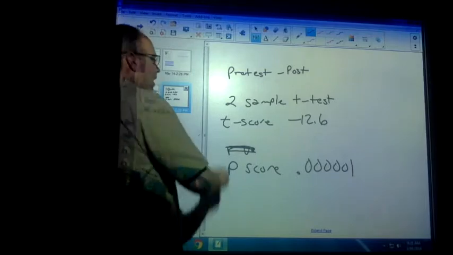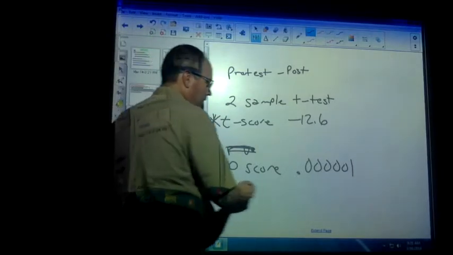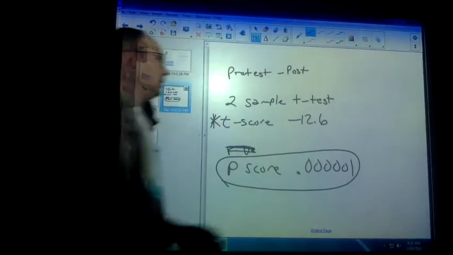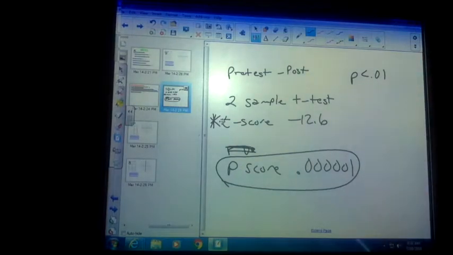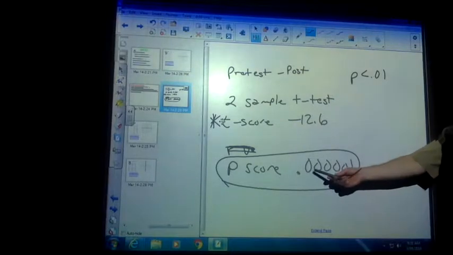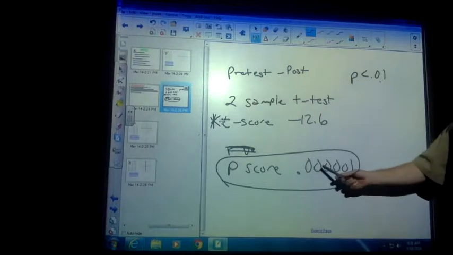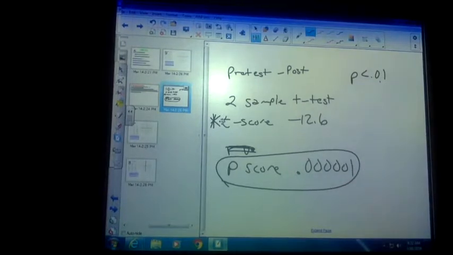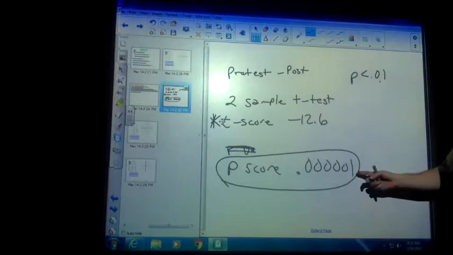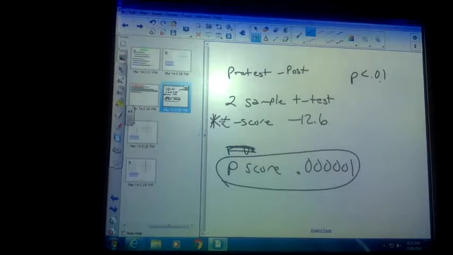So what does this mean? I'm not worried about telling you what the t-score is at this point, but the p-score means this. If your p-value is less than 0.01, it means that your data is significantly valid. My p-score is much smaller than that, which means if I were to repeat everything the exact same, give a pre-test, give the same lectures, the same tests and quizzes, the same homework, the same post-test, 1 out of every 1 million times I do it, I would show different results.